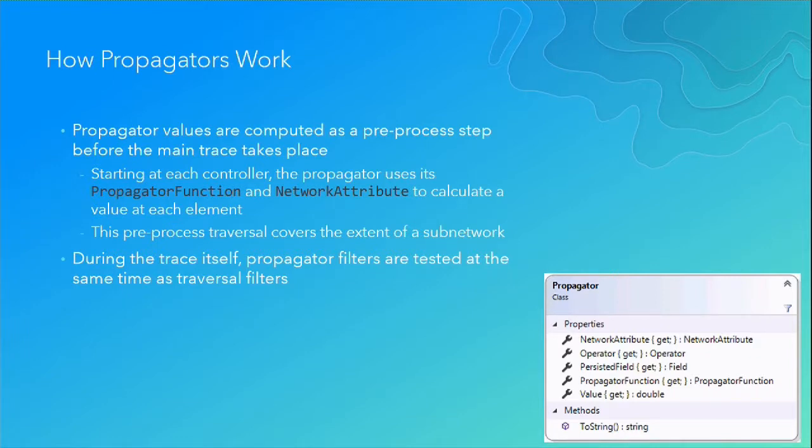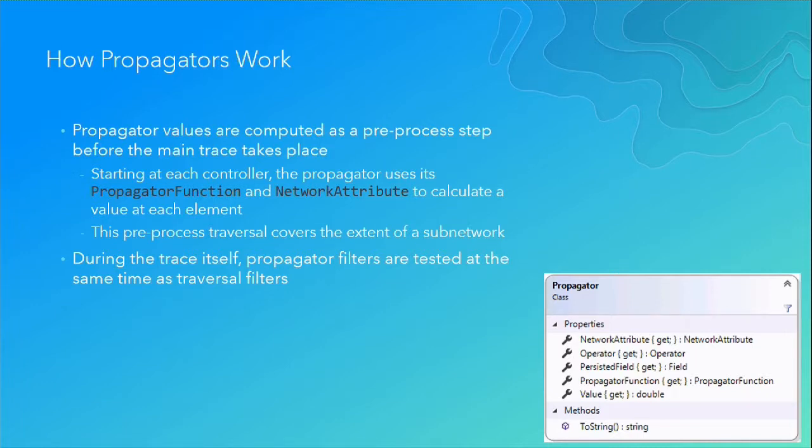So propagator values are computed as a pre-processed step before the main trace takes place. What that means is, I'm going to go back to the phase example. If you start at ABC, it's going to do basically a subnetwork trace, and it's going to calculate the phase at each point along that traversal. So if it finds a switch that is open on one phase, that phase will stop propagating from that point down. So the system then has that value for each element, and then it goes through and does the trace itself. Because what you can do is you can have the trace itself stop when it hits a certain condition.